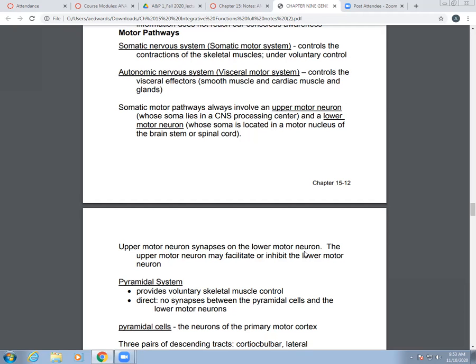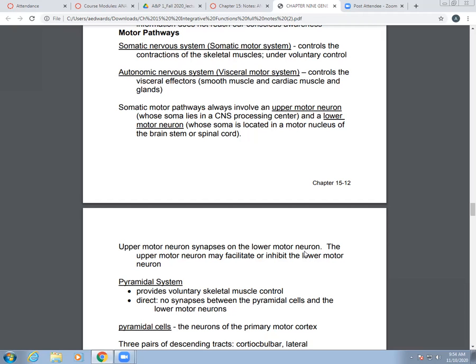So the somatic motor pathways are always going to involve an upper motor neuron and a lower motor neuron. There's not very many things where you can say always, so usually if it's something that's always, it's pretty important. The upper motor neuron soma is going to be in a processing center located in the central nervous system. And the lower motor neuron soma is going to be located in the brain stem or the spinal cord in a motor nucleus. The upper motor neuron is synapsing on the lower motor neuron.